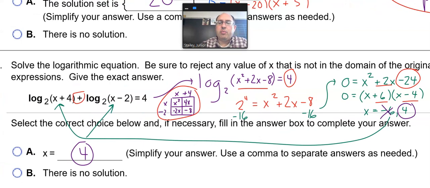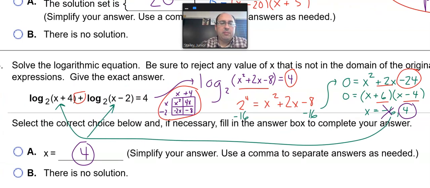But we run into that one problem that we just talked about when we plug it back in. When I plug in negative 6 plus 4 or negative 6 minus 2, I'm taking the logarithm of a negative number. Can't happen. Logarithm of a negative number, impossible. But the 4 works just fine, therefore 4 is the only answer to that question.